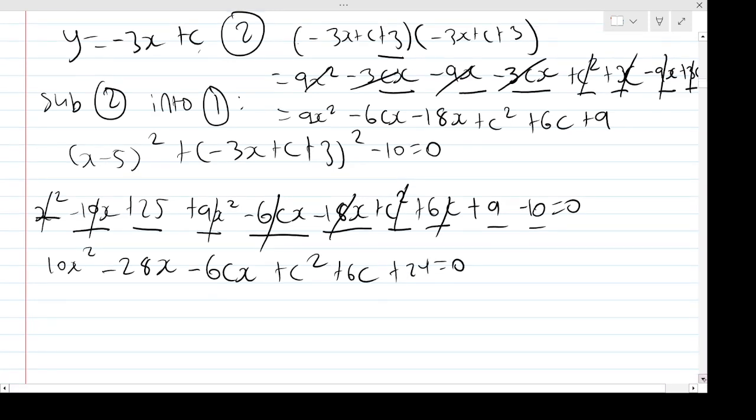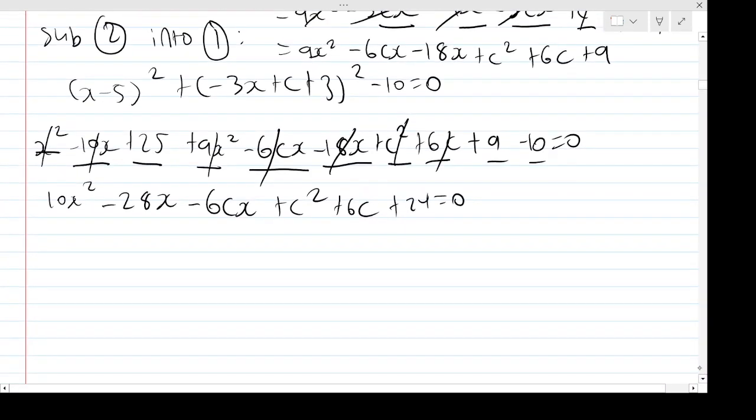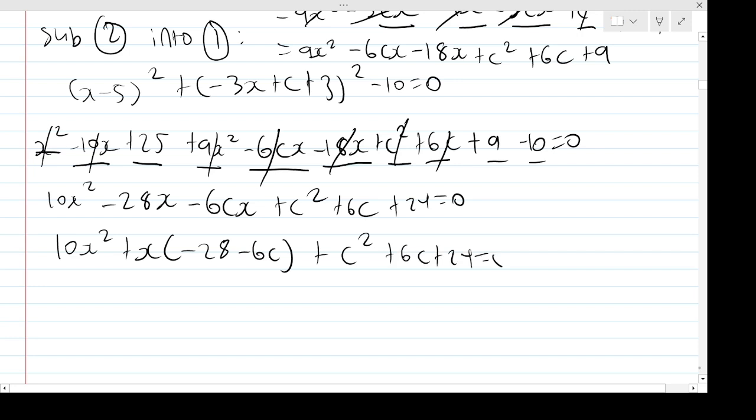And lastly, to actually get it in quadratic form, to make it clear, I can then group the x squareds, the x and the number terms together. So x squared is just 10x squared. Then for x, I then have minus 28 minus 6c. Then I just get the numbers at the end. c squared, 6c, and 24 equals 0.